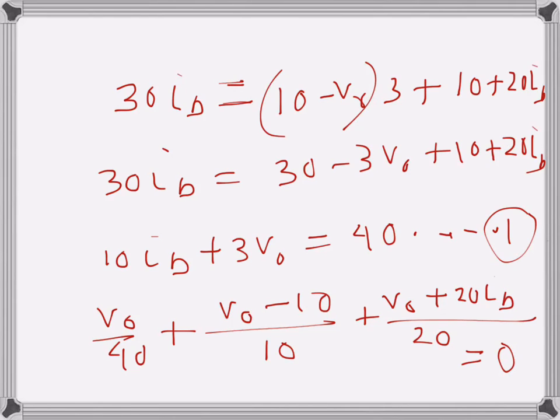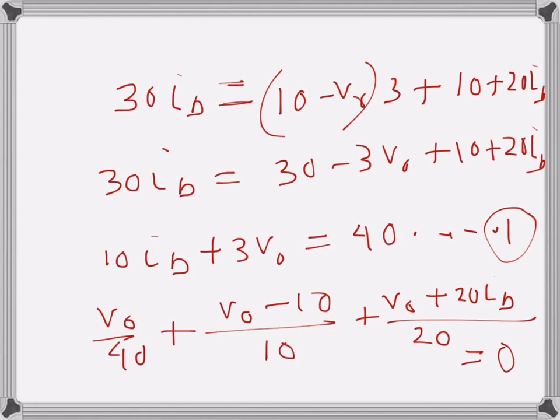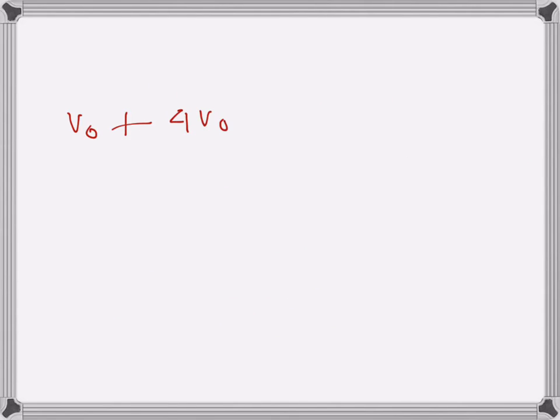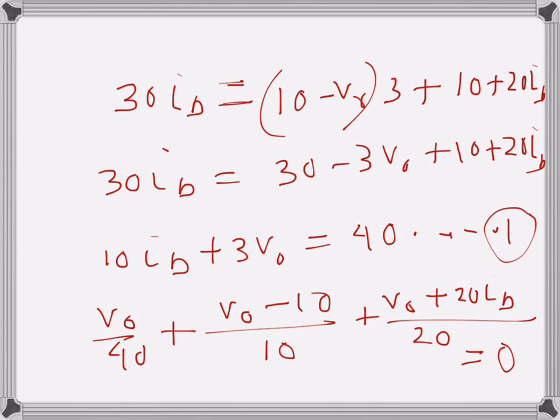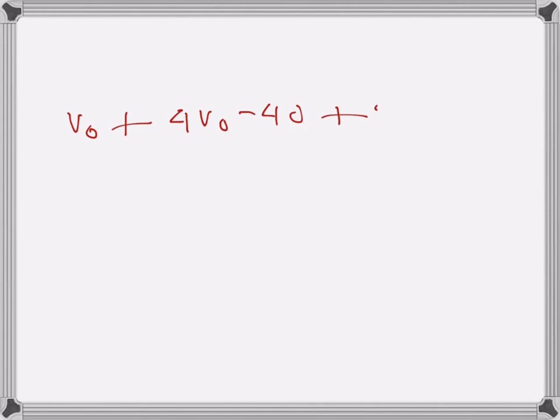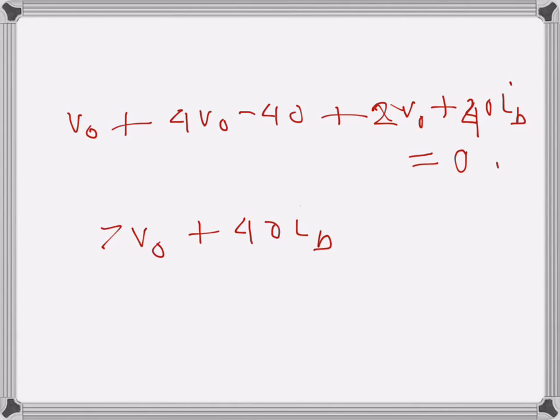All three currents are leaving currents, since we didn't have any designated current here, like I delta was not there. So I now multiply both sides by 40, so it becomes V naught plus 4 V naught minus 40 plus 2 V naught plus 40 I delta is equal to 0. So it will be 7 V naught plus 40 I delta is equal to 40. So that will be equation 2.